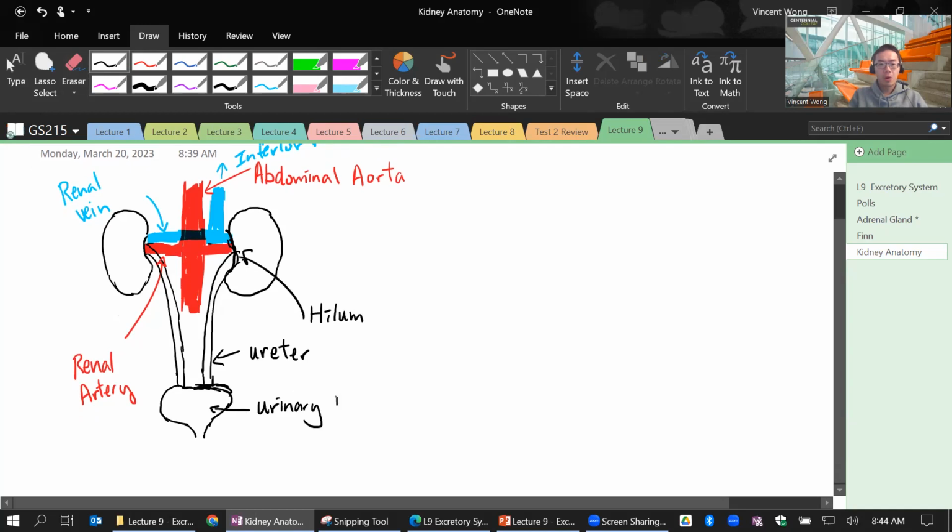Now, I usually caution students not to say just bladder, because we have two bladders, right? We have the gallbladder as well. So we want to be a little bit specific: the urinary bladder. The urine is going to stay here, and then it's going to come out through another tube. That would be the urethra. So don't confuse the ureter and the urethra. There is only one urethra, but two ureters.